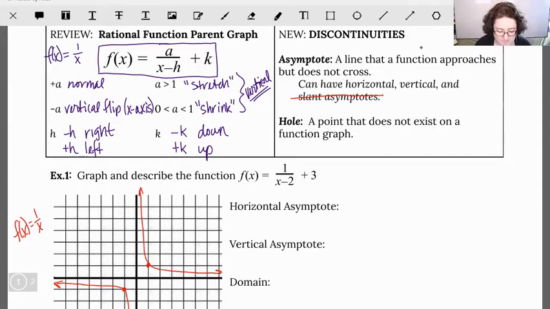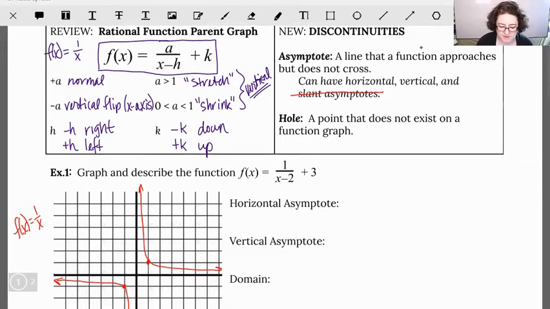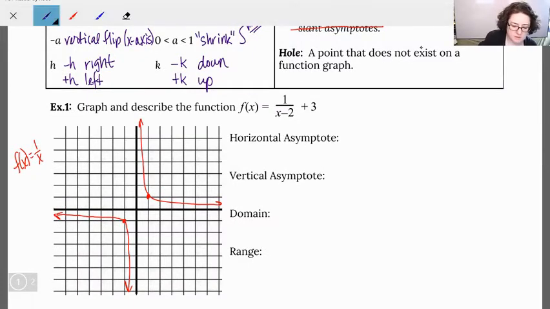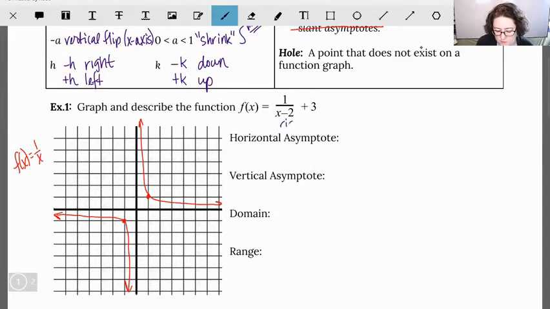So let's start with our first example. We are going to graph and describe the function f of x equals 1 over x minus 2 plus 3. So there's two things that happened on this graph. The first thing is that -2, which means we're going to move right 2, because again, we always go opposite from the sign if it's inside our function. And then the +3 means we're going to move it up 3. So from the red graph, our basic rational function, we're just going to take every point and move them in those directions. Now, when we're looking at this, though, it's actually a little bit easier to draw our asymptotes first.